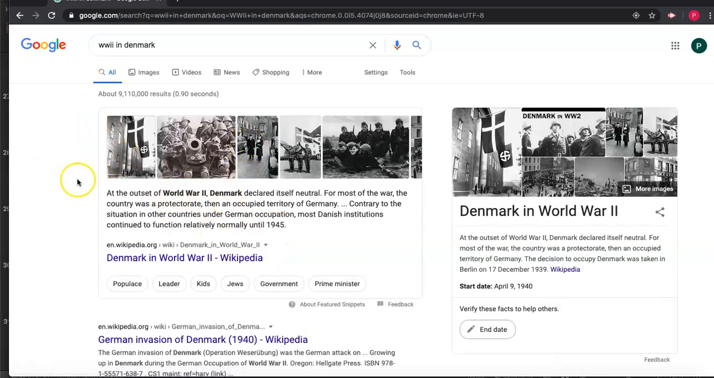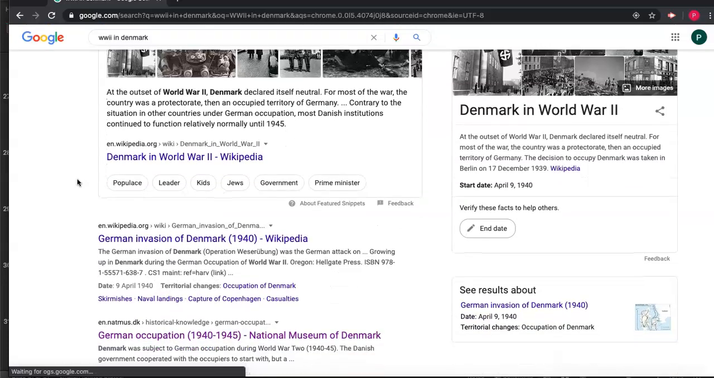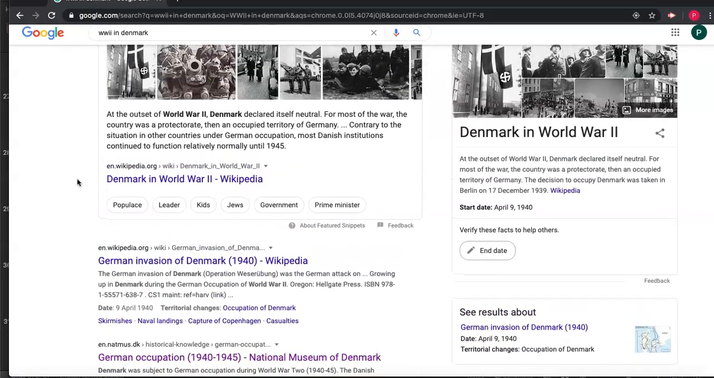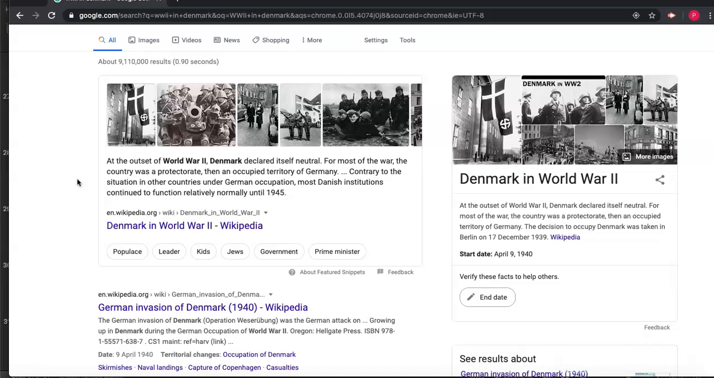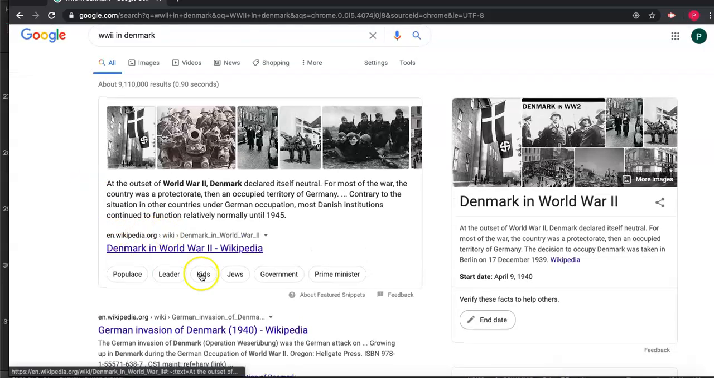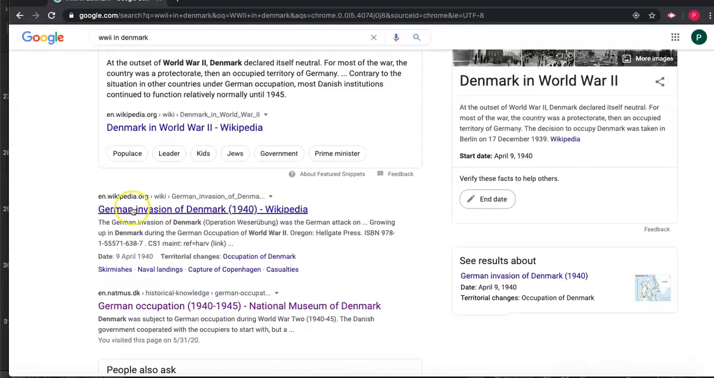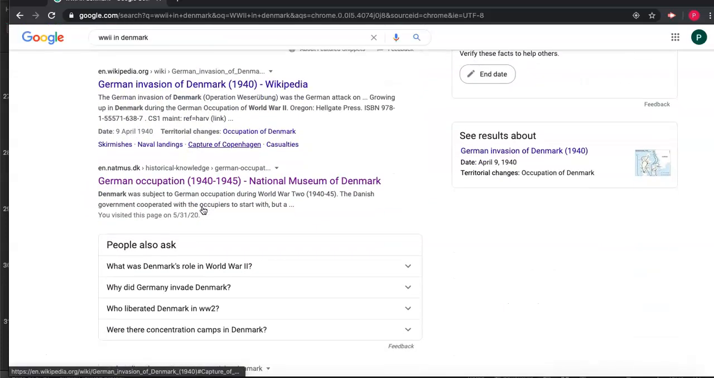So I'm looking up World War II in Denmark, and I want to learn more about this. If you remember earlier this year when we did some internet research, we usually don't want to use Wikipedia as a trustworthy website to learn information. So I'm going to skip over that one. And this one is about German occupation, the National Museum of Denmark. That sounds like a pretty trustworthy resource. So I'm going to start by clicking there.